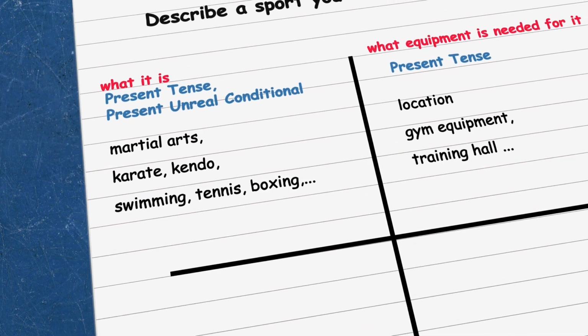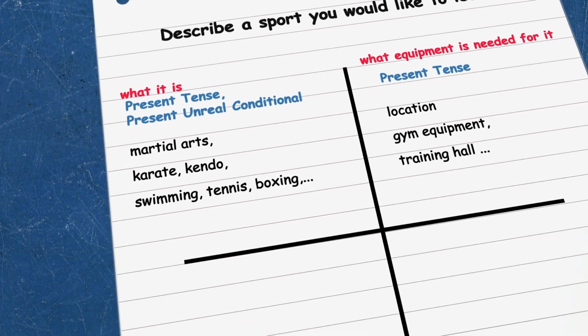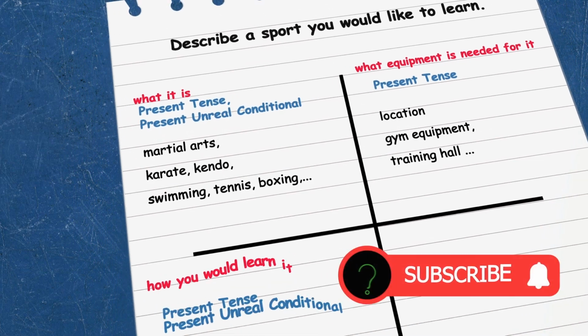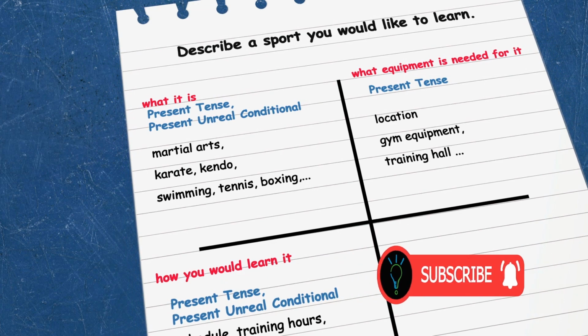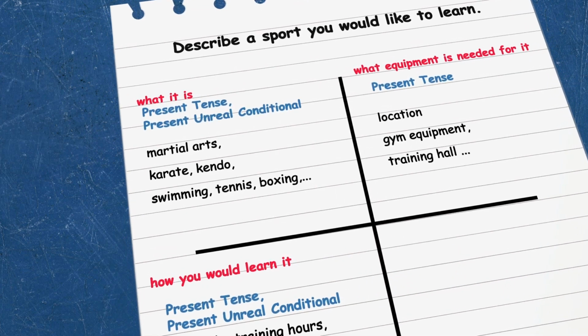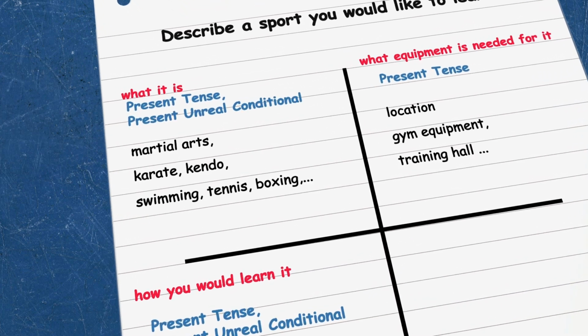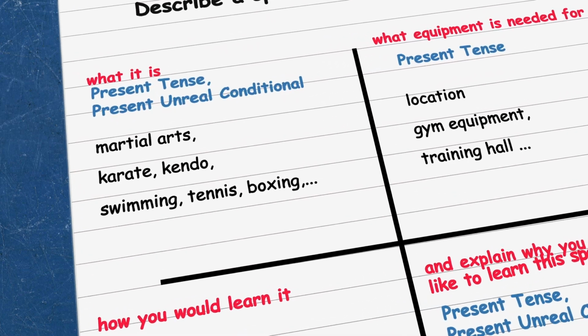So what is this sport? It could be any of the martial arts. For example, kendo, aikido, judo, or a fighting system like boxing, or swimming, or maybe tennis, basketball. You choose.